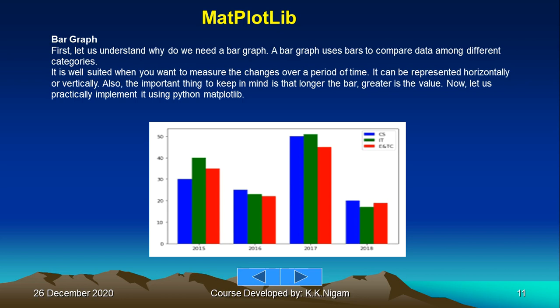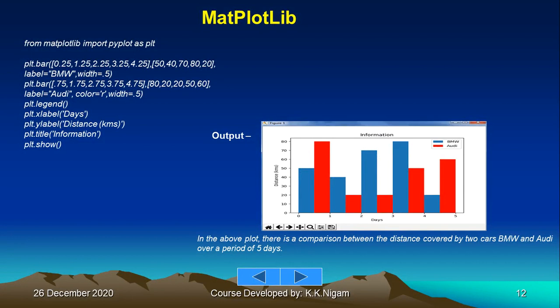Now let's practically implement it using Python Matplotlib. So you can see a view of that is available on your screen. So you can see how these bar graphs are created. Let us see how we are going to create it. So these are the codes for that. Again from Matplotlib, import pyplot as plt, then plt.bar 0.25, 1.25, 2.25, 3.25, 4.25. This is in one array. Then 50, 40, 70, 80 and 20. Now the label is BMW. And then width is 0.5.